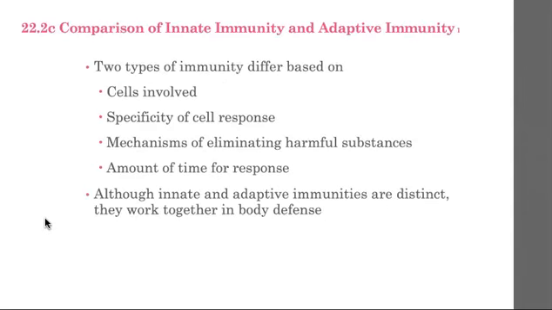All right, so here's where we get into comparing innate and adaptive immunity. And the reason that these immune systems were separated is because they, well, not always, but have the majority of their cells different as far as where they're involved in the immune response. They have specificity of a cell response or lack of. They have certain mechanisms of eliminating harmful substances that differ, and the amount of time for the response to take place. For instance, our innate immune response will be much faster and immediate versus our adaptive immunity. But they are both going to work together in order to defend the body.